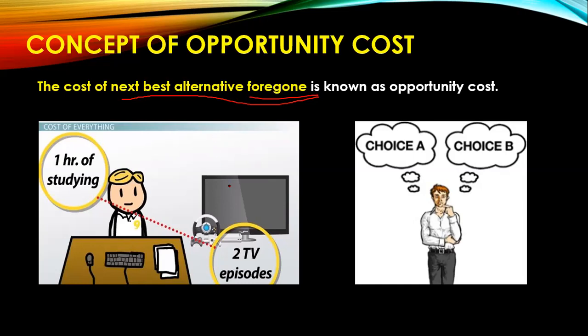Now, if you observe this, you have 1 hour. In that one particular hour, either you can study or you can watch 2 episodes. So if you are studying, your opportunity cost is giving up watching 2 episodes. You could have watched them, but you are giving that up for 1 hour of studying. That means you are making a choice among various alternatives, and among those, the next best, which is foregone, is known as opportunity cost.